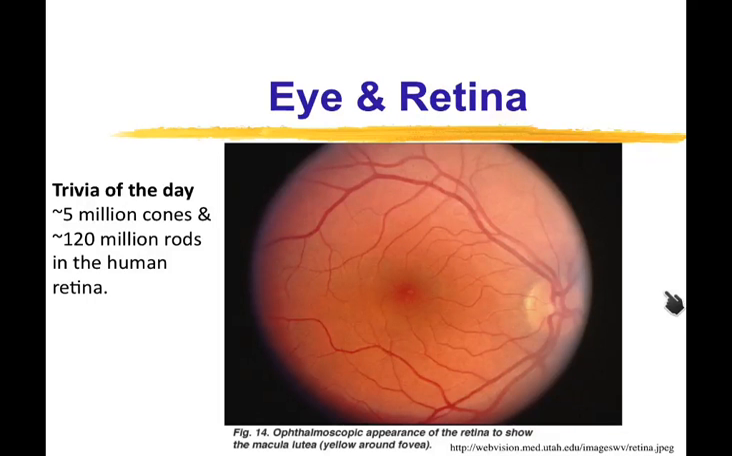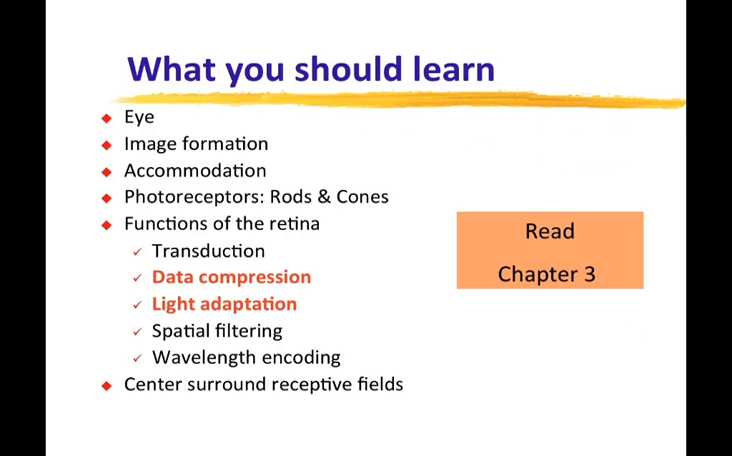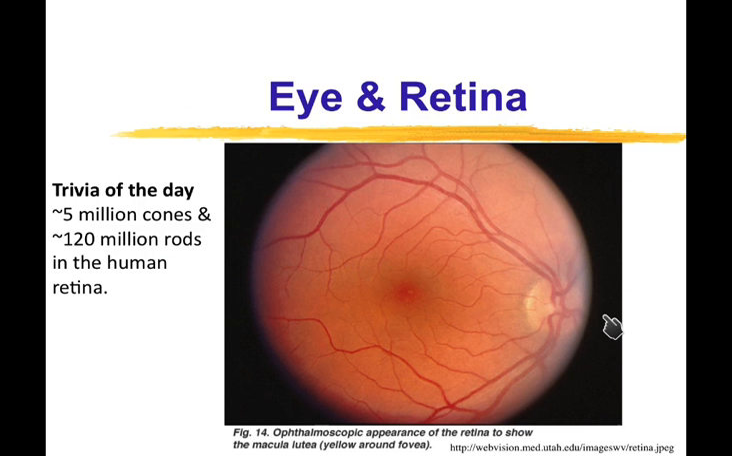Also, you might notice that the retina has this yellow spot here. Can you guys see it? This is called the macula or the fovea. And this is where you have the highest concentration of photoreceptors, which give you the highest acuity of your vision.